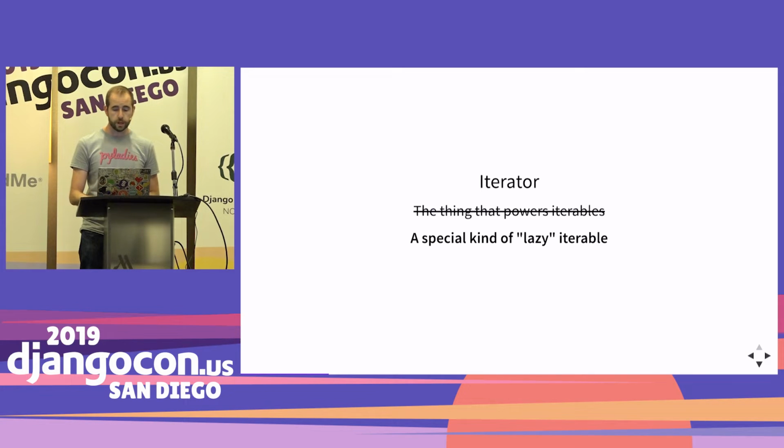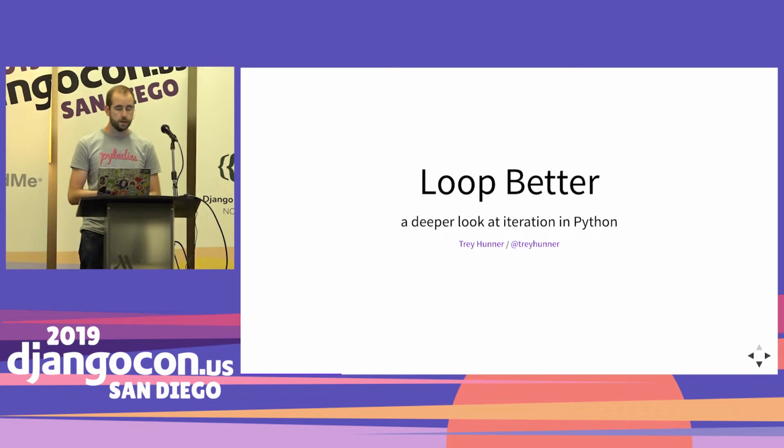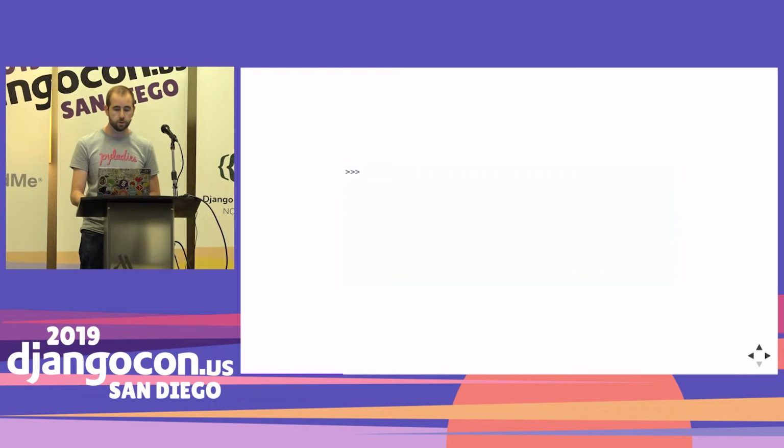If you are interested in that first definition, though, you can watch another talk that I've given in the past called Loop Better. In it, I talk about how for loops under the hood in Python are powered by iterators. We're, again, not going to talk about that, though. We're talking about how iterators are lazy iterables.